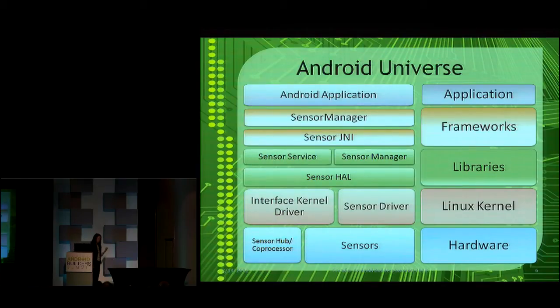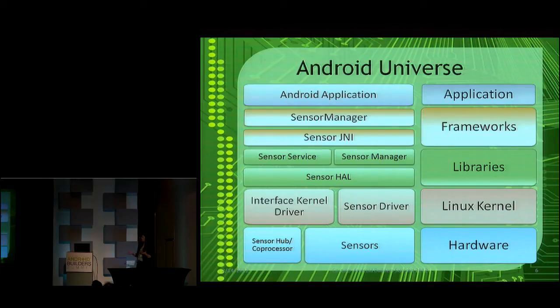So here's your product in block diagram form. I've laid out the different layers. We're primarily going to focus on the hardware and all the trade-offs in there. It consists of the sensors, the sensor hub, and the coprocessor. That data is then pushed up into the Linux kernel.